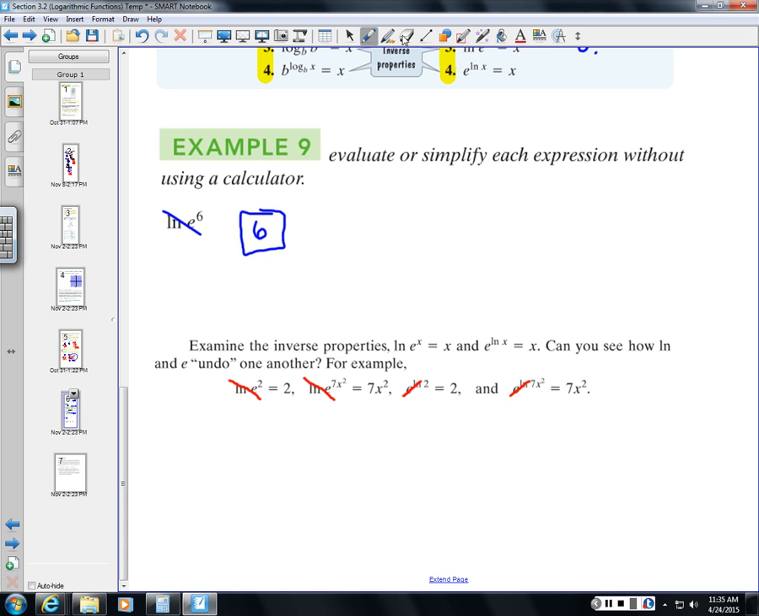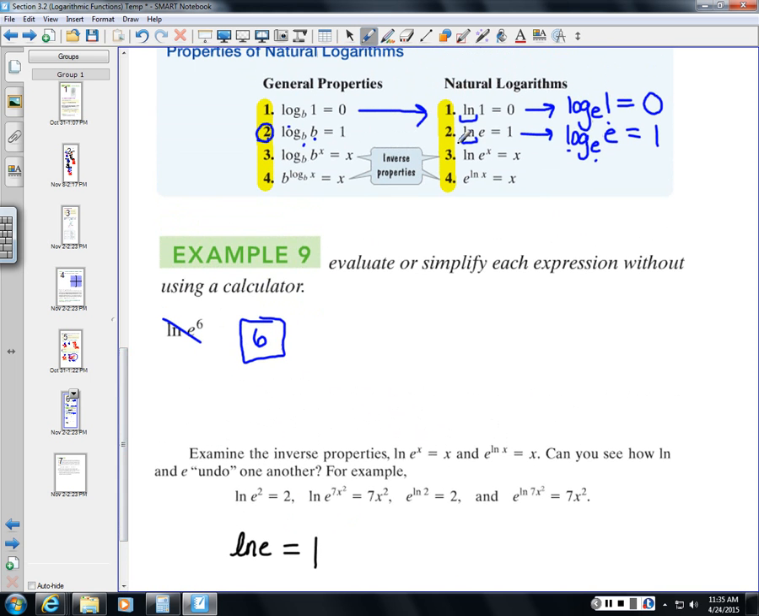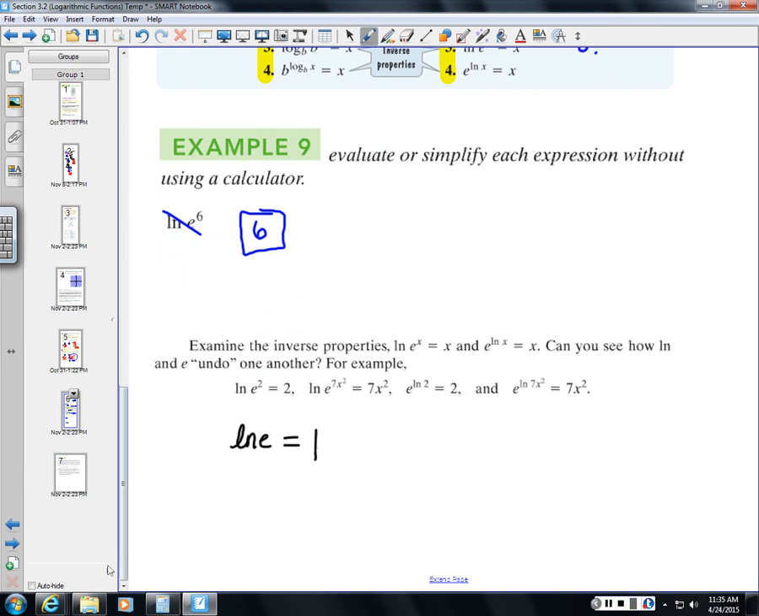So one thing we need to keep in mind is, since natural log, or ln, of e is equal to 1, you don't ever leave your answers as just ln e, or natural log of e. Because it's equal to 1, we have to simplify it down to 1. Anytime you see a natural log and an e together, you can just cancel those out.